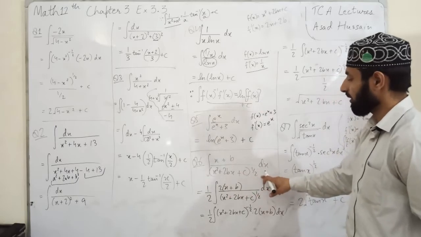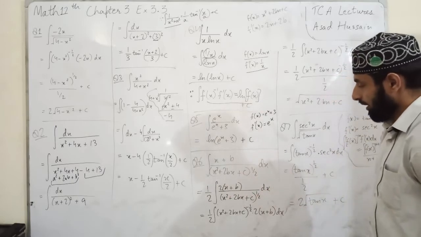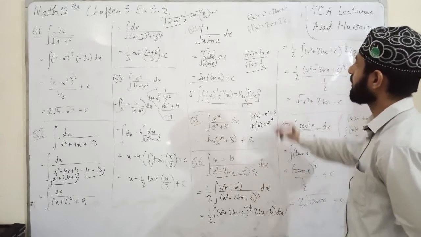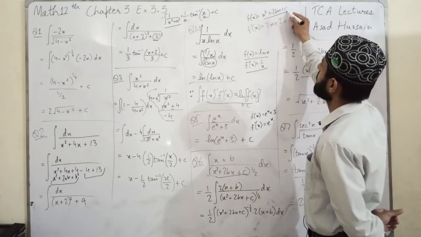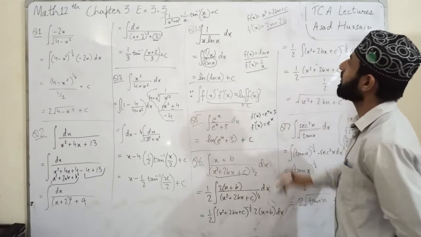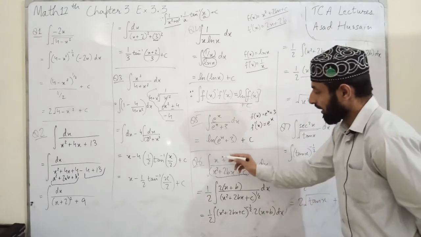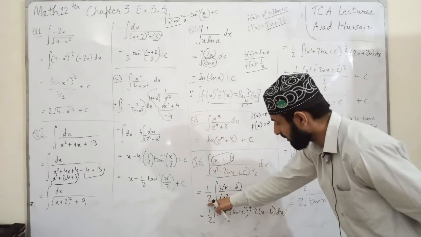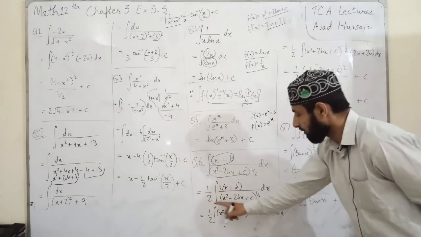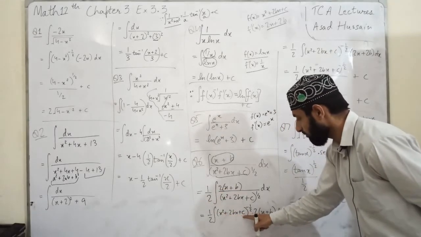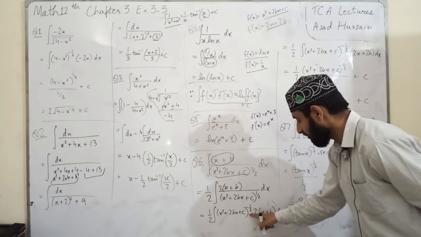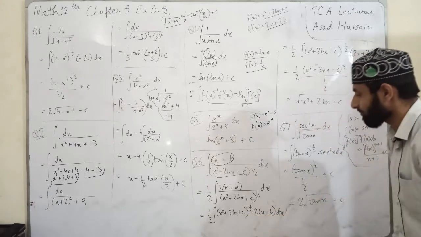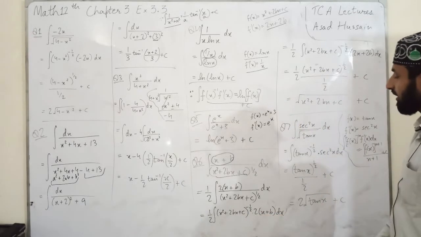Moving on to part number 6, which is integral x plus b over x square plus 2bx plus c raised to power 1 over 2 dx. As we can see, we have the function x square plus 2bx plus c, and its derivative is 2x plus 2b. There is only x plus b, so multiplying and dividing by 2 we get 1 over 2 integral x square plus 2bx plus c raised to power minus 1 by 2 into 2x plus 2b dx. Now we have the function and its derivative.